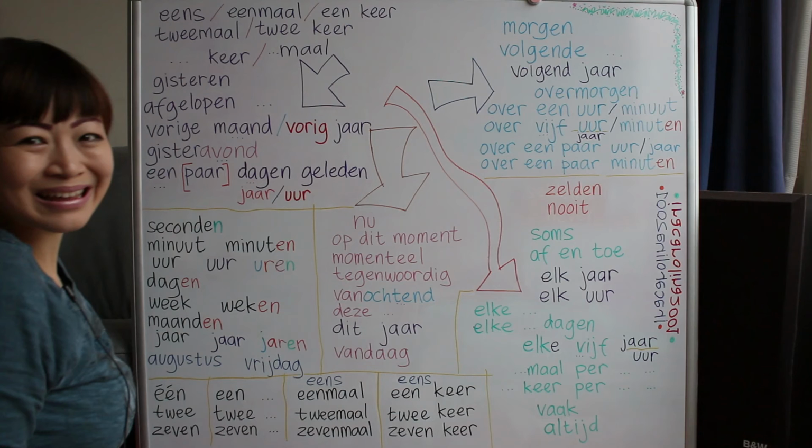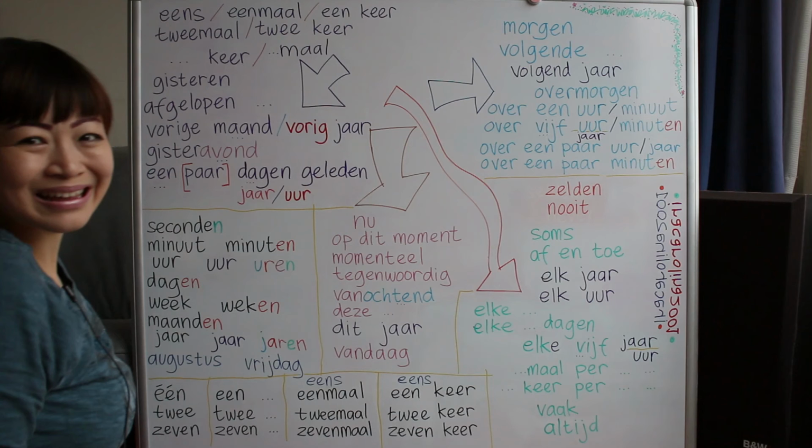When we have to say yesterday evening, evening is avond. This yesterday becomes a prefix, because this becomes one word. Yesterday evening, gisteravond. If we say yesterday morning, you put the morning, ochtend, in one word: gisterochtend, yesterday morning.